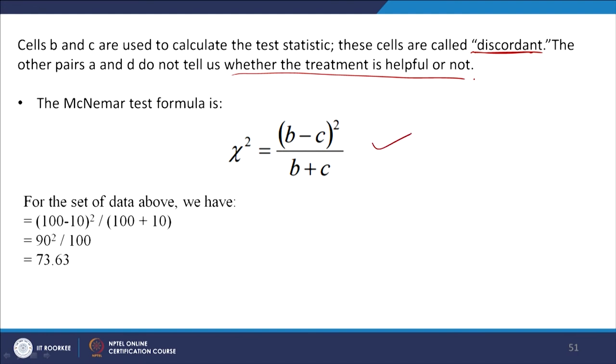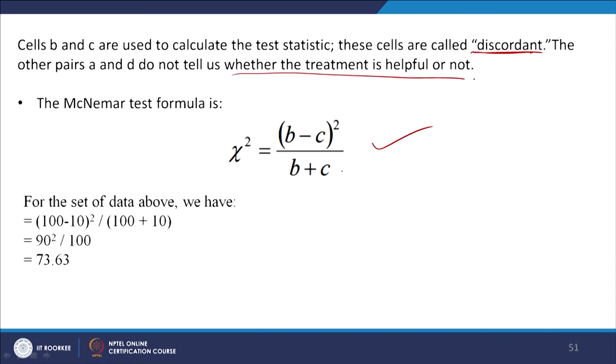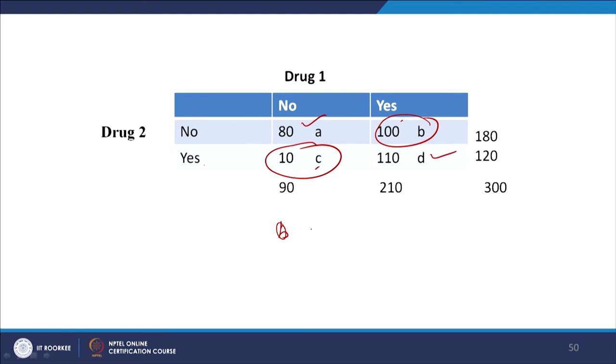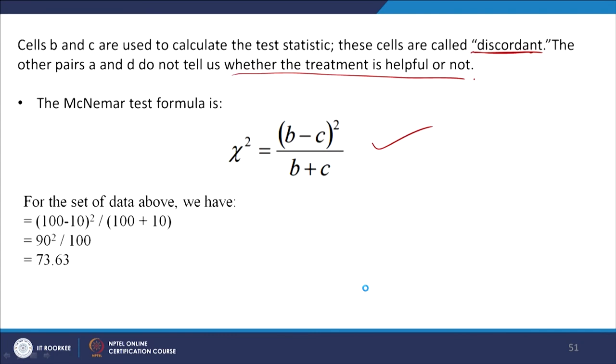So, the McNemar test is: (B minus C) squared divided by (B plus C). What is the value? From the above set, B is 100 and C is 10. So, (B minus C) squared by (B plus C) equals (100 minus 10) squared upon (100 plus 10), that is 90 squared divided by 110. How much has it come to? 73.63, right. Now, you can compare it with the critical value and see whether the hypothesis is to be accepted or not.